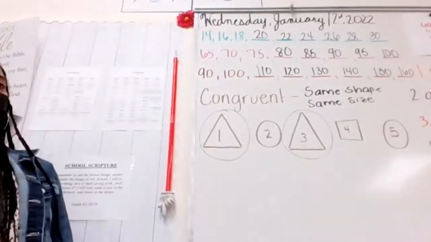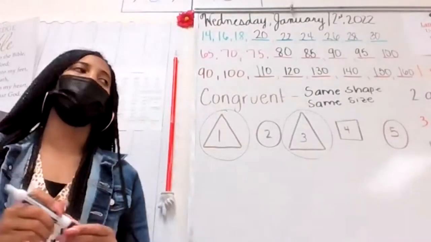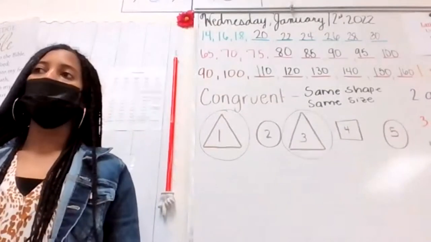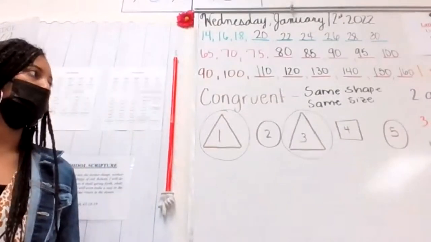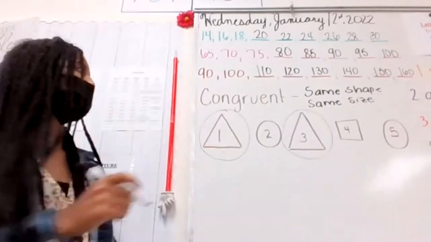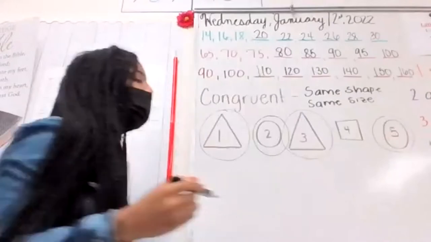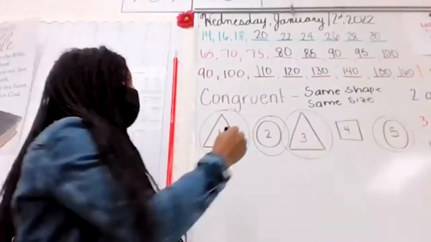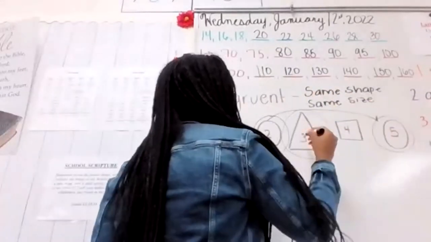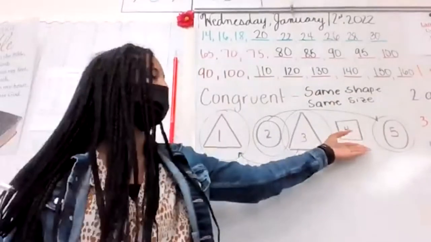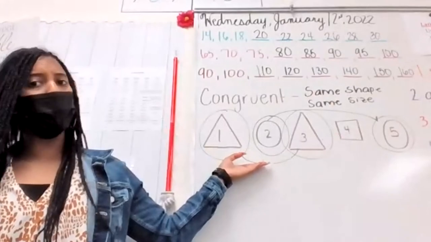Which other shapes are congruent to one another? Same size, same shape. What you got? The circles, 2 and 5. Number 2 and number 5 are also congruent to one another because they are the same shape, a circle, and they're the same size. Now, could 4 be congruent with anything? No.